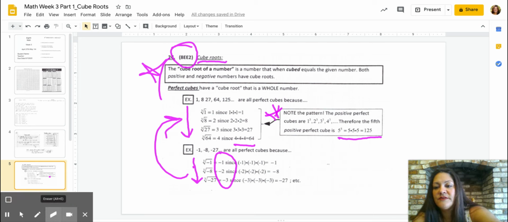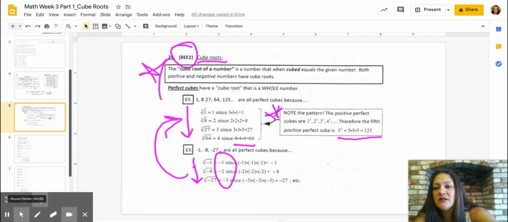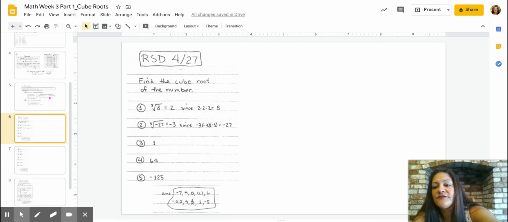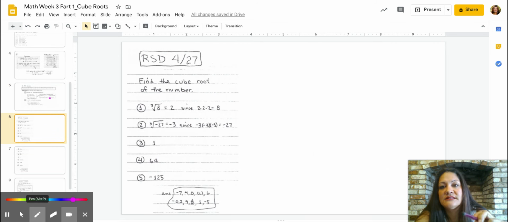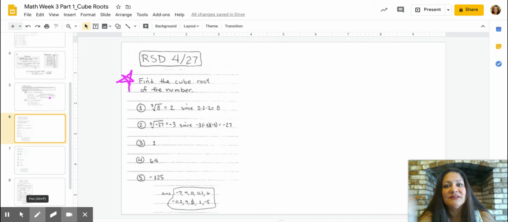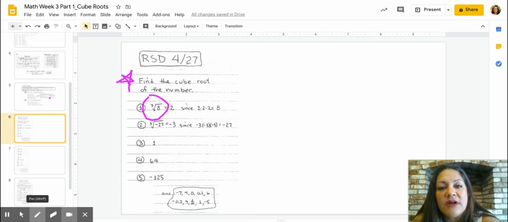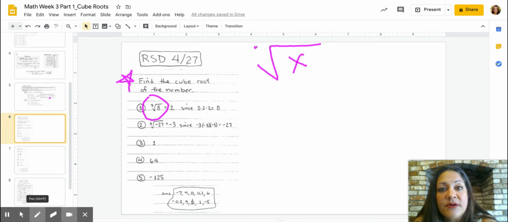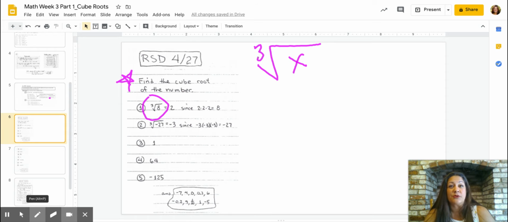All right, moving right along. That brings us to our first assignment. It says find the cube root of the number. If you are using your iPhone, as I am, you do have a cube root on your calculator, and it looks just like this. It will have the cube root of whatever number, and this is what shows you it's the cube root.